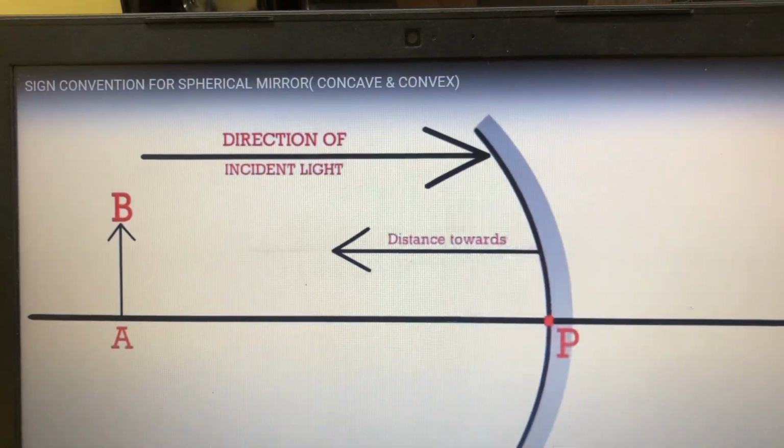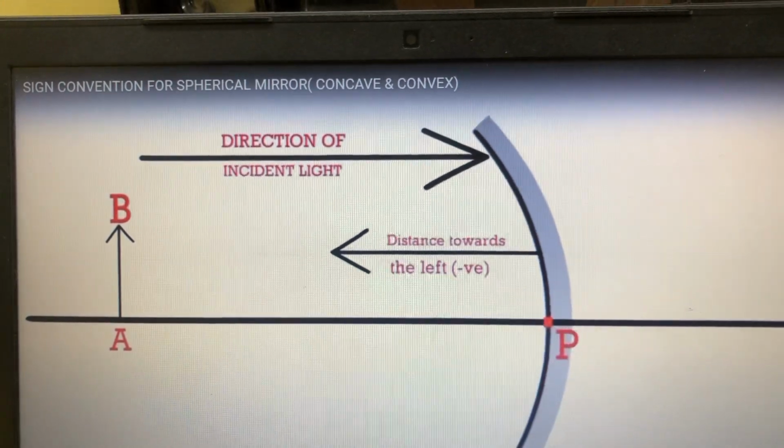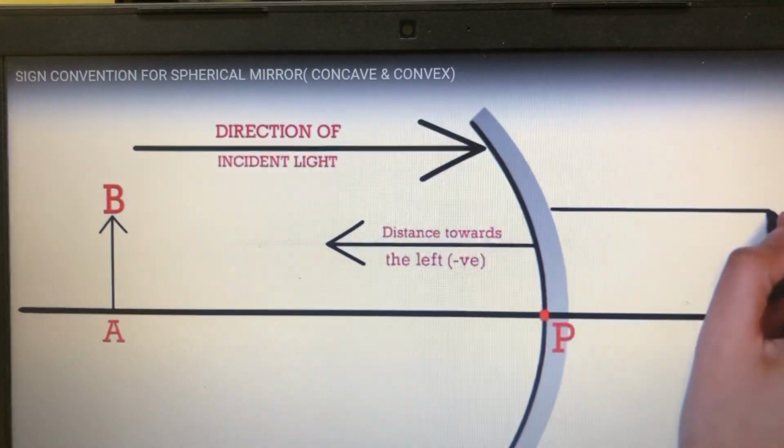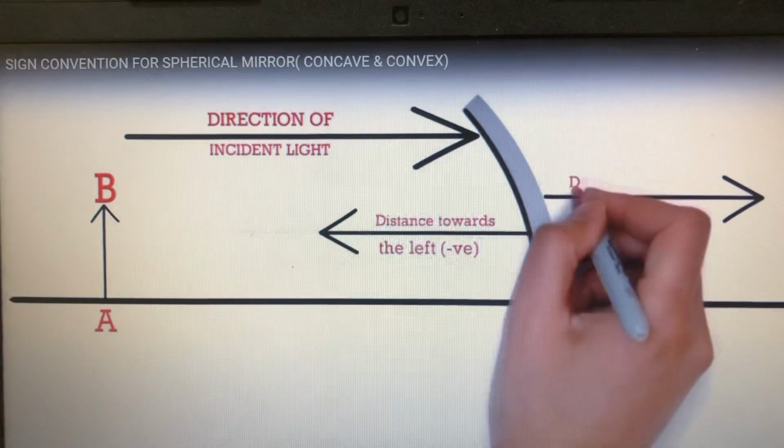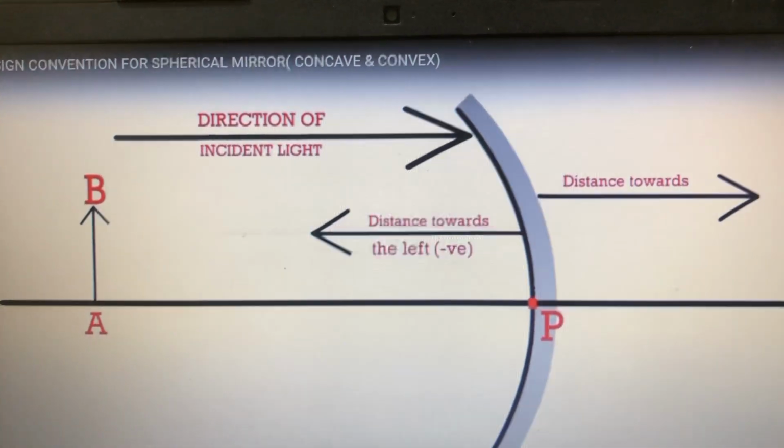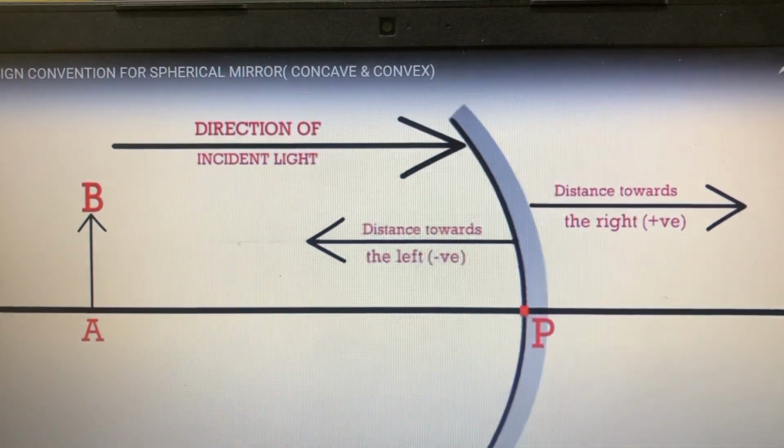This is the distance towards the left of the mirror. Any distance measured like this will always be taken negative, and towards the right will always be taken as positive.